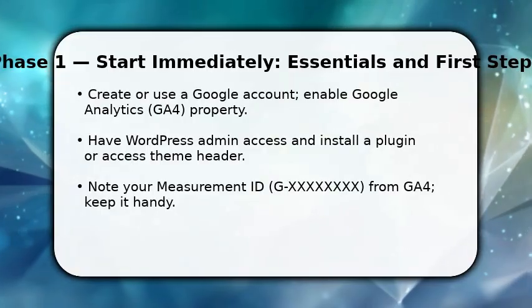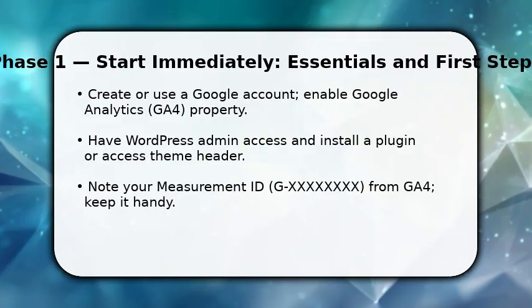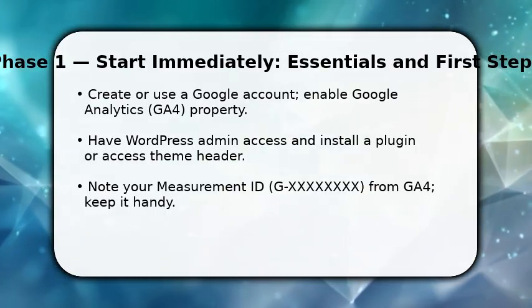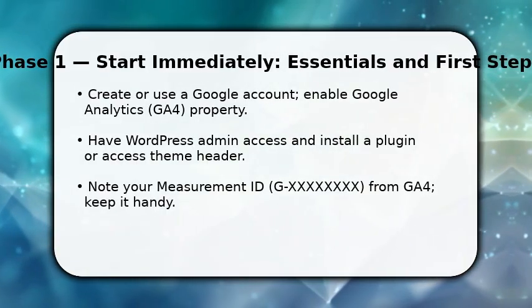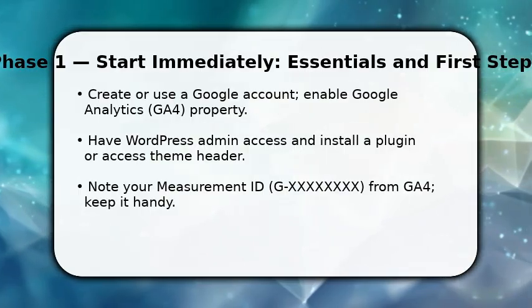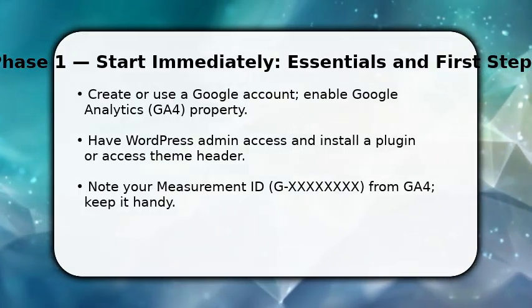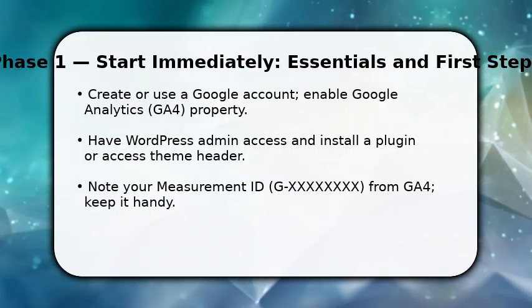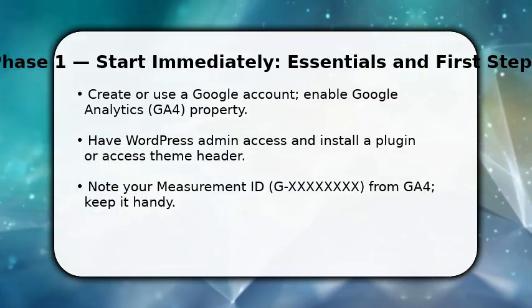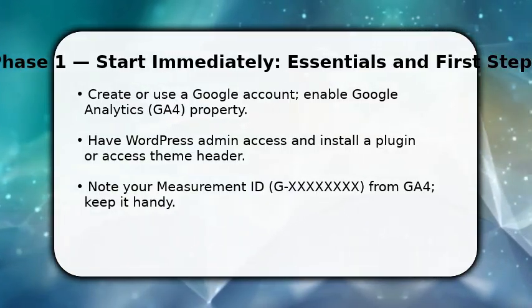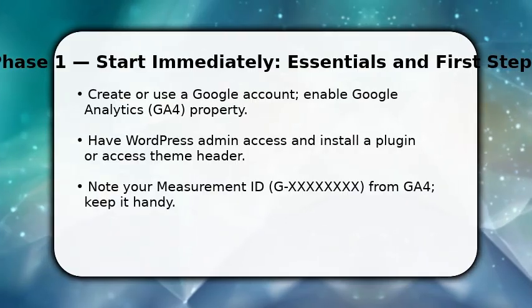You'll start by preparing essentials. Log into Google, create a GA4 property, and copy the measurement ID. Once done, switch to WordPress and confirm you have admin credentials and a backup. Make sure to install a lightweight plugin like Site Kit or Insert Headers, or plan to edit header.php. I'll show both plugin and manual paths.